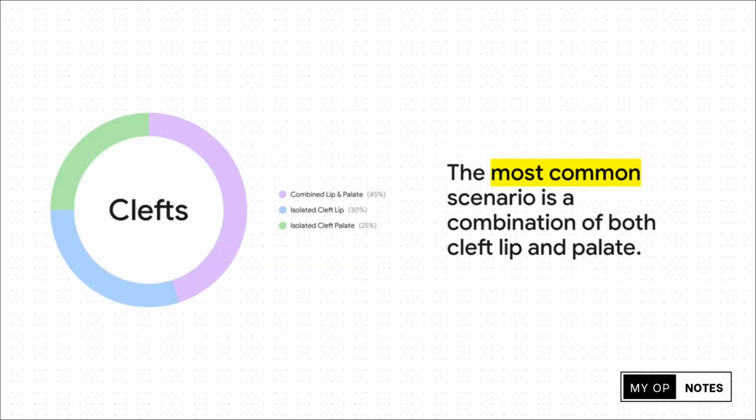So what's really interesting here is how these conditions actually show up. It's not always just one or the other. In fact, the most common scenario, making up 45% of cases, is a combination of both a cleft lip and a cleft palate. An isolated cleft lip accounts for about 30%, and a cleft palate all by itself is actually the least common of the three.